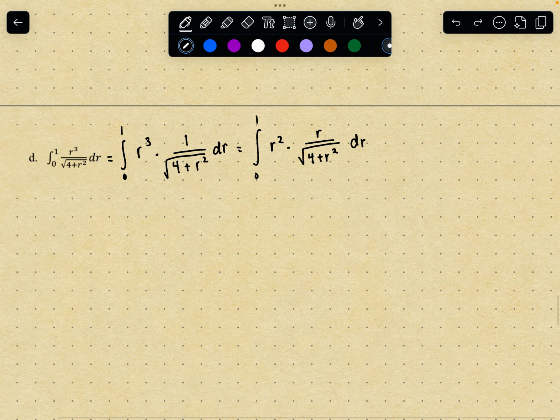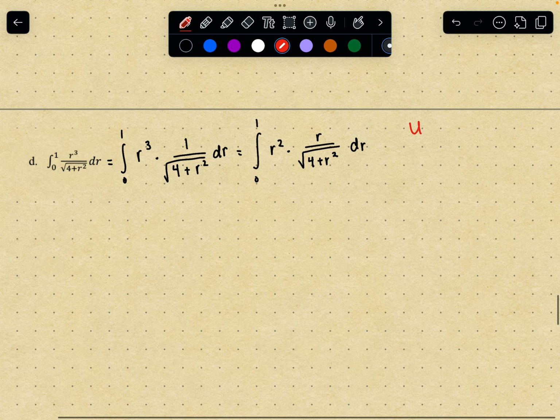Again, I know this is not an obvious re-representation, but let's just roll with it, okay? As long as you agree that these are all equal, I'm happy. All right. Let's figure out our u and our dv.